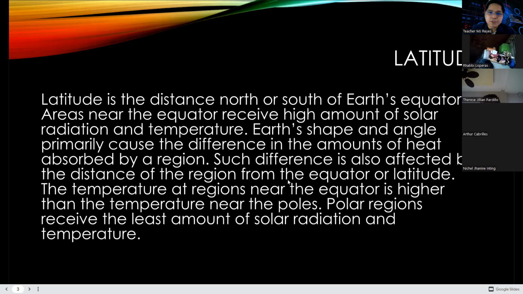Solar radiation and temperature. Earth's shape and angle primarily cause the difference in the amount of heat absorbed by a region. This difference is also affected by the distance of the region from the equator, or latitude. The temperature in a region near the equator is higher than the temperature near the poles. Of course, remember that Earth is tilted and is not spherical.